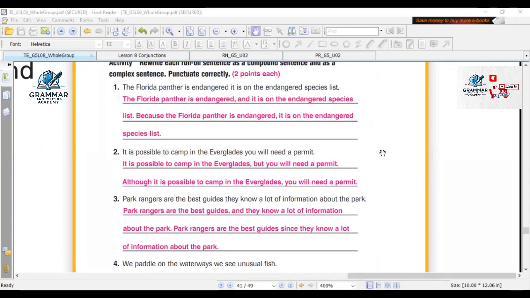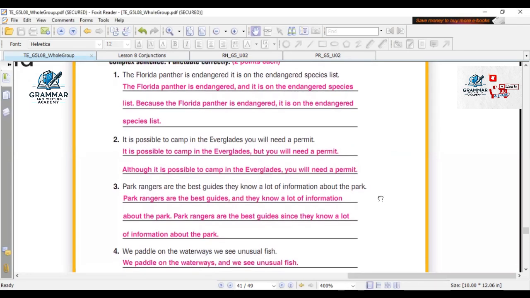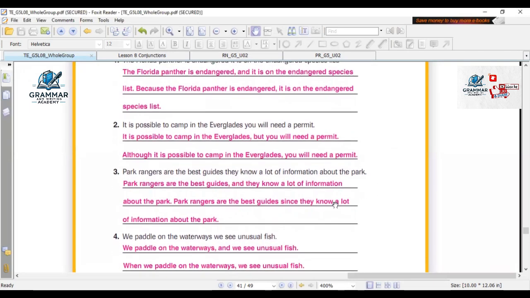Then I'll move to Ali Bahr. Ali, can you hear me? Number 4, please. We paddle on the waterways. We see unusual fish. We paddle on the waterways, and we see unusual fish. When we paddle on the waterways, we see unusual fish.